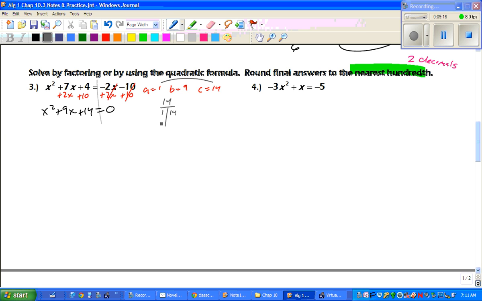Okay? So we get 1 and 14, 2 and 7. What numbers add up to 9 but multiply to get to 14? Do you see a combination? Because I sure do. 2 and 7. 2 plus 7 is 9, and 2 times 7 is 14. Okay? So when you can factor, I would definitely factor, because that is going to save you some time.